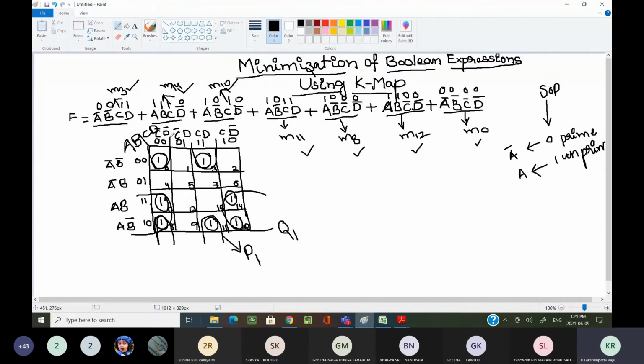If you are folding the map vertically, these are also adjacent to each other. 0 and 8 are also adjacent to each other. That means here you can form another pair, pair 2. Now, all the min terms that are there in the given expression are covered.